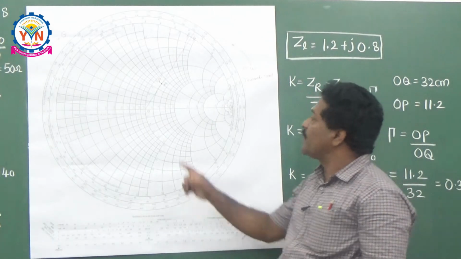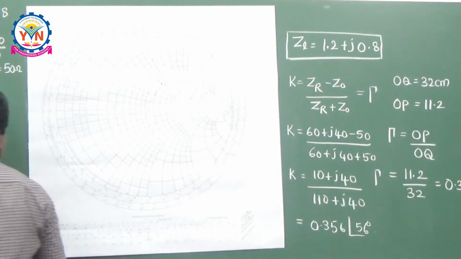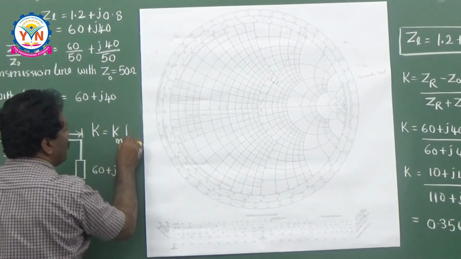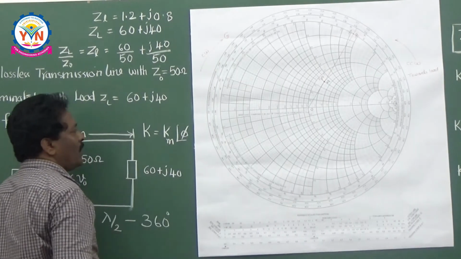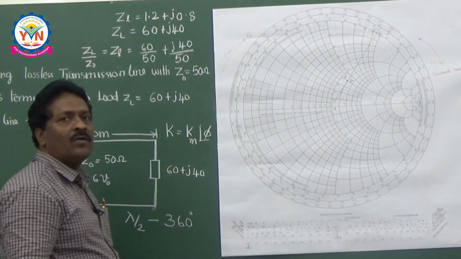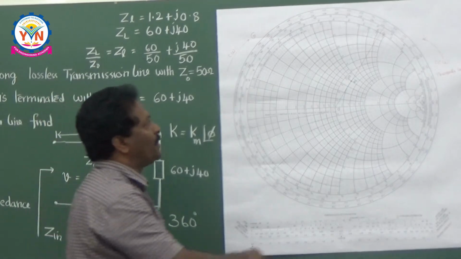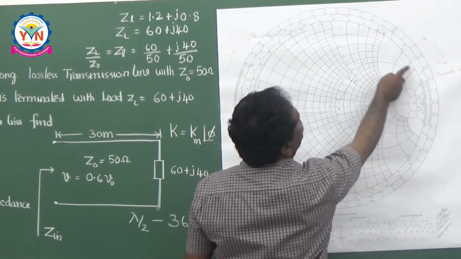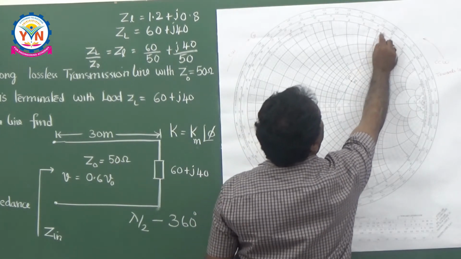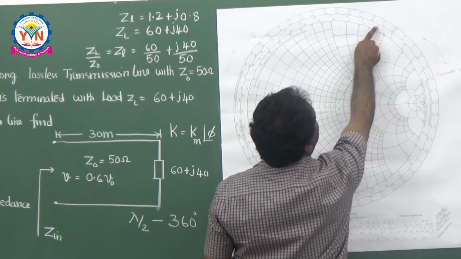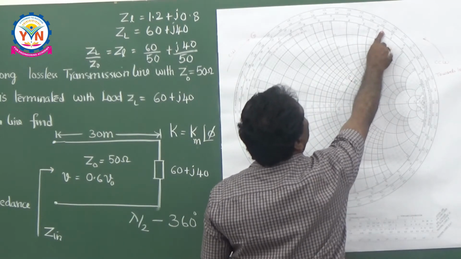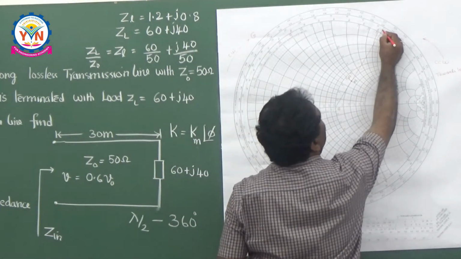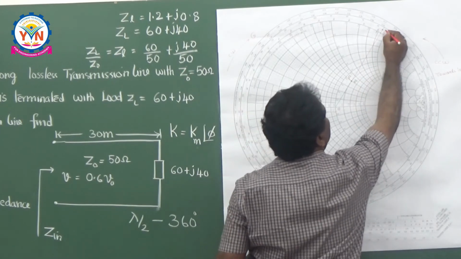But friends, your reflection coefficient is not a real parameter. You know, reflection coefficient K has a magnitude as well as a phase angle. You got the magnitude now, but how to get the phase angle? Very simple. Here, the third scale tells about the angle of the reflection coefficient. Try to identify where it is touching. It is touching in between 50 and 60, almost close to this point. It is nothing but 56 degrees.